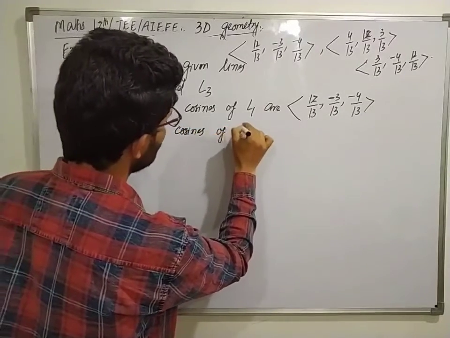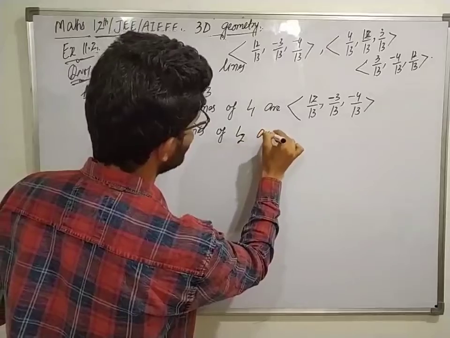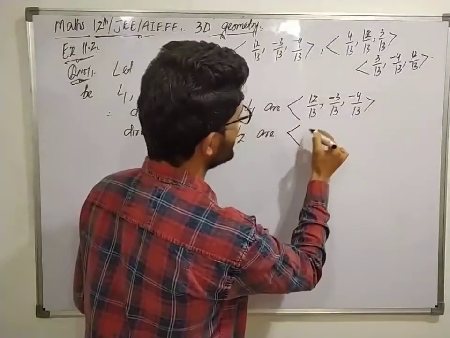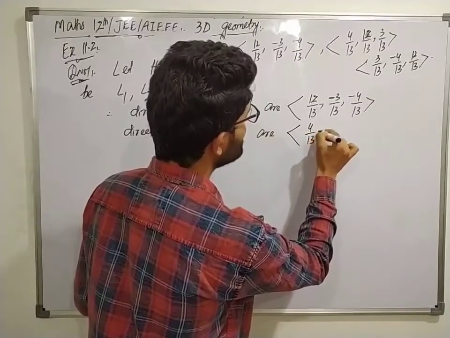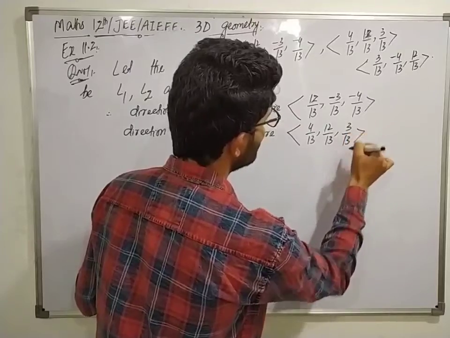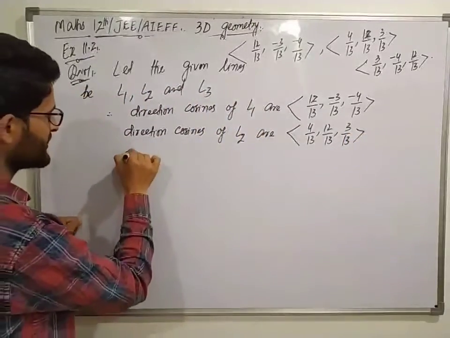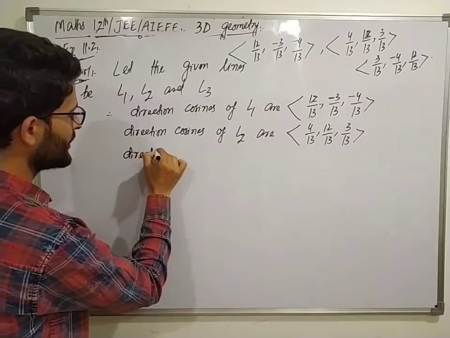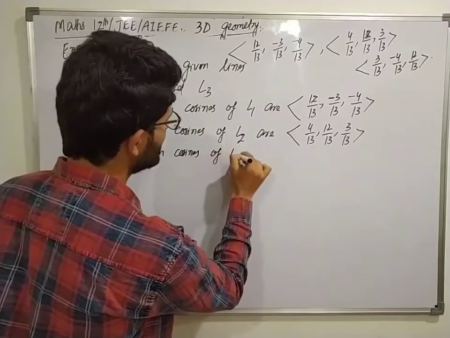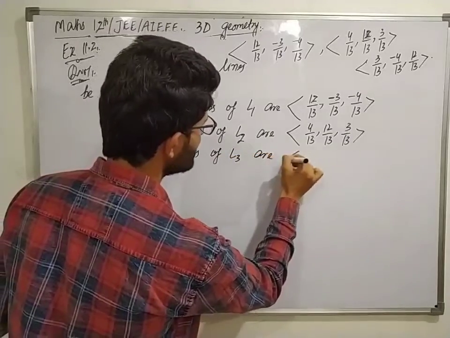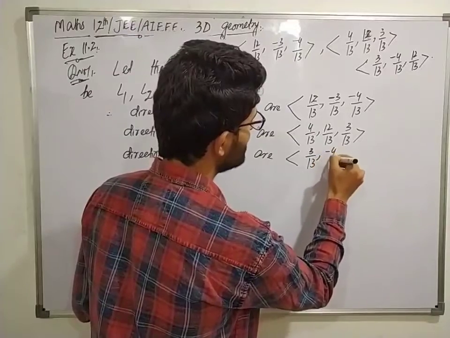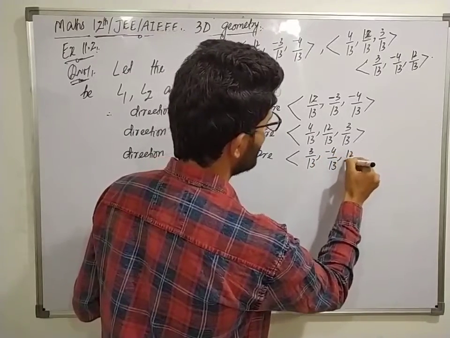direction cosines of line second are, so what are the direction cosines of line second? Yes, they are given. So that's again ordered 3 tuple of 4 by 13, 12 by 13, 3 by 13. Clear? And in the similar fashion, the direction cosines of line third are, yes, ordered 3 tuple of 3 by 13, minus 4 by 13, 12 by 13.